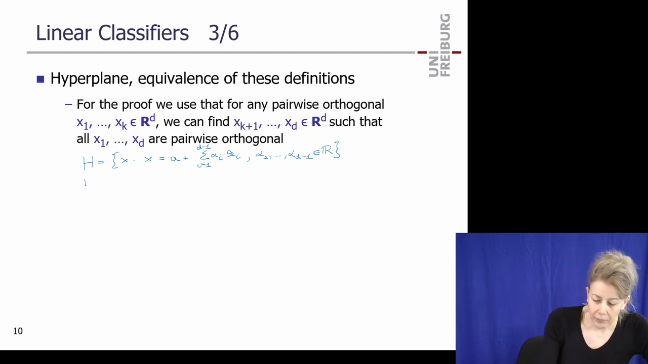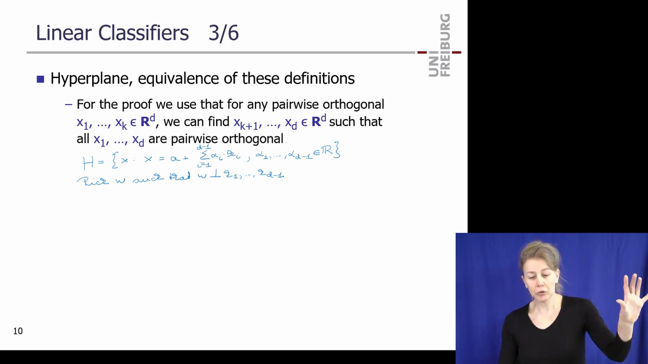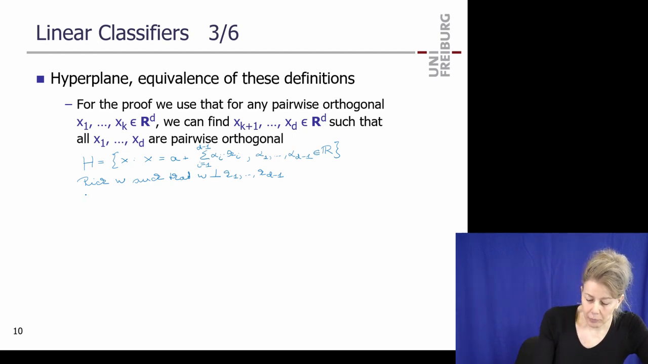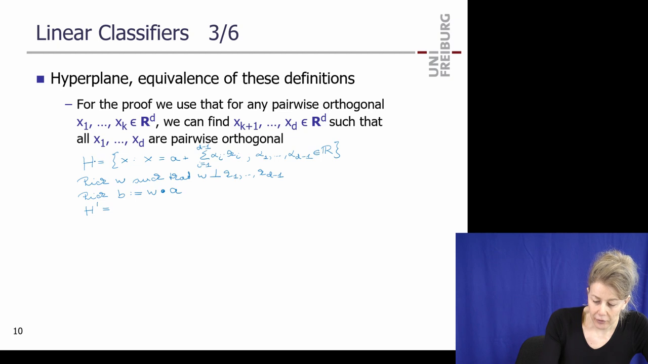Okay, now we pick a w such that w is orthogonal to all these D minus 1 vectors, and this I can do by what I just said. In three dimensions, I have two vectors which span something, and I take a third one which is orthogonal to them. Then we pick b, and I define b as the dot product of this w and this a. And now I define an H prime as the set of points x where the dot product between w and x is b.